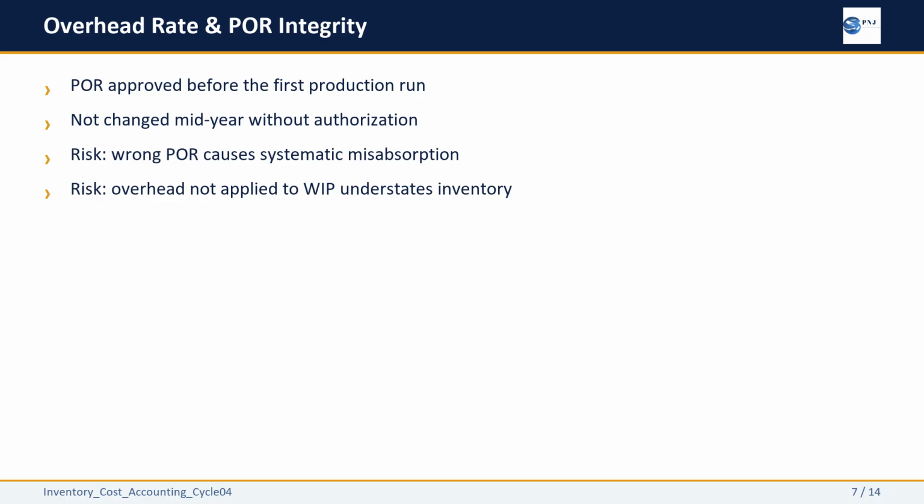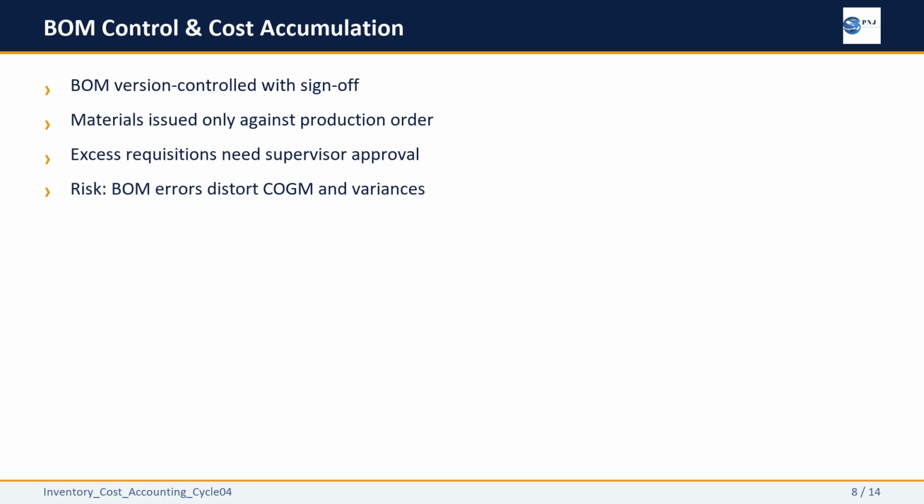A related high risk is overhead simply not being applied to work in process at all, which understates that inventory and overstates period income. The lesson is the same. Overhead must be approved up front and fully absorbed, or the distortion compounds every period. The bill of materials, the BOM, is the recipe that drives material costing. When the BOM is not updated for engineering changes, you get incorrect cost of goods manufactured, distorted product cost, and unreliable variance analysis.